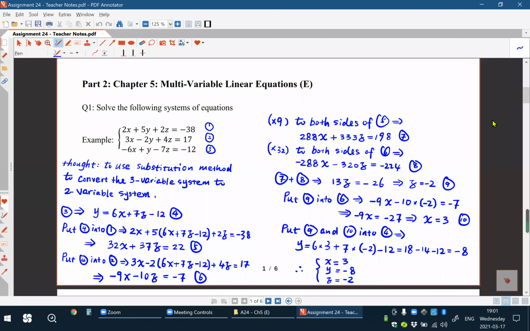Okay, first of all, the first question is an example of how we can solve the three variable system. So the essence is to convert the three variable system to a two variable system and use a method to solve two variable system to solve the rest of the question. Okay, if you're not very familiar with this, you can refer to the example I give you here after this class.